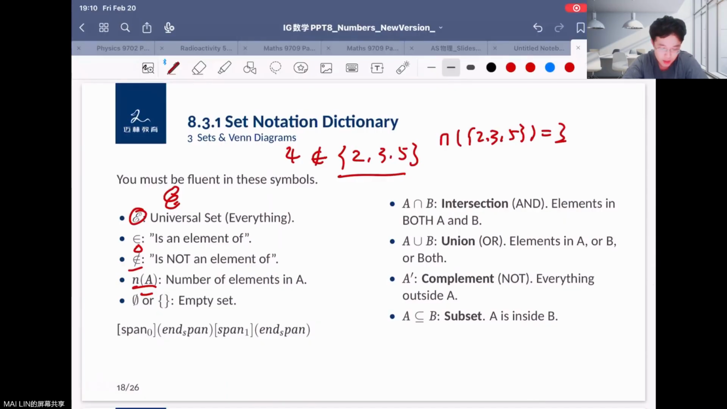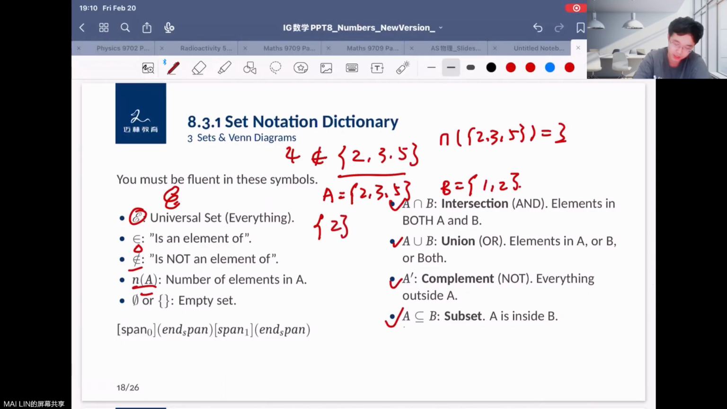Here are also some other symbols. First is the intersection, which means "and." So A and B. Maybe we have a set A equals {2, 3, 5}. The set is made up of 3 elements, right? And B equals maybe {1, 2}. We can find that only the number 2 is in both set A and B, right? So we can say the number 2 is in both set A and B. So we can calculate this.